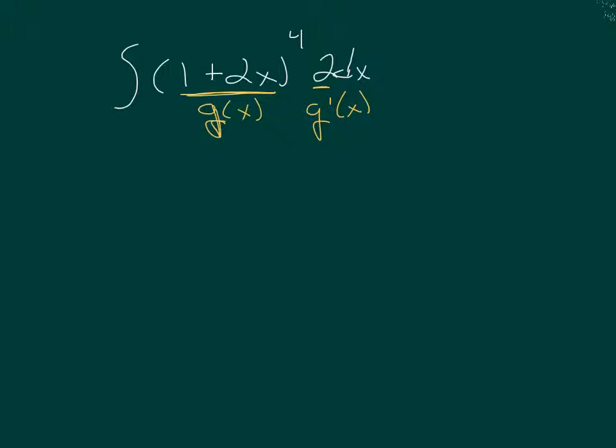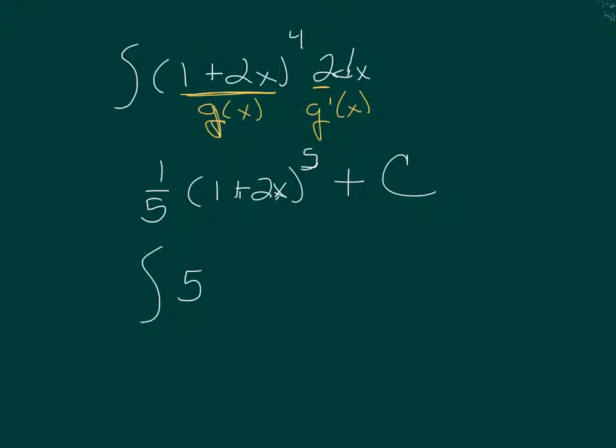This problem matches the pattern that we're looking for. So when we integrate that, we are going to get (1 plus 2x) to the 5th times 1/5. And of course, it's an indefinite integral, so it is plus c. So these are two examples that matched the pattern exactly. Let's look at one more.